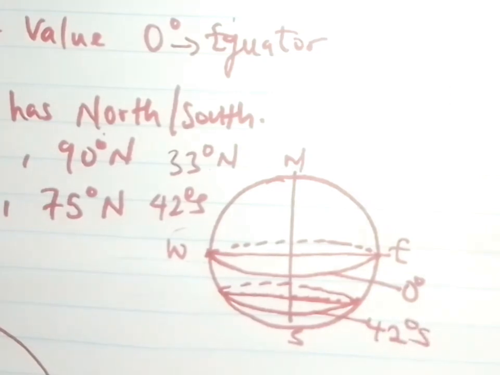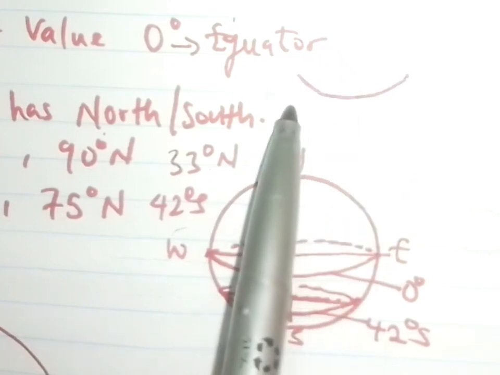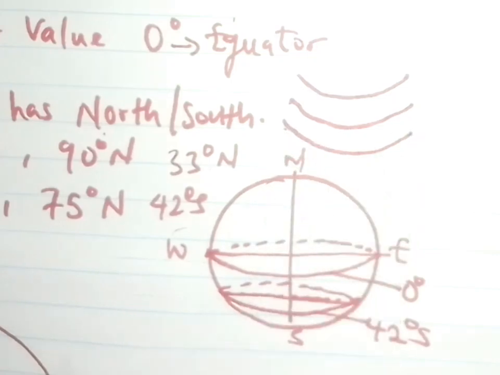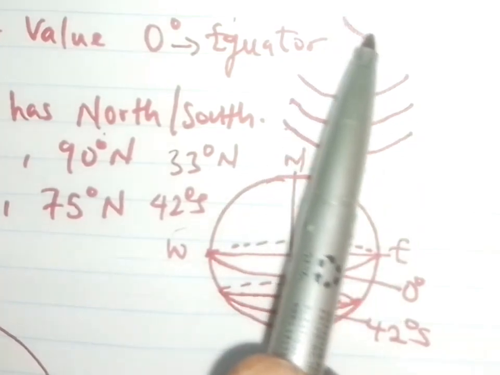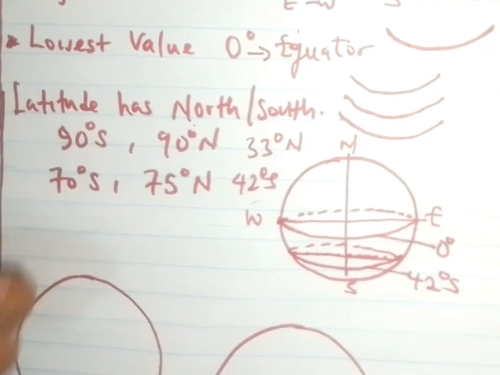So take note, all latitudes have this shape. No matter whether they're north or south, they're always like this, just like this U kind of shape. I hope you understand this particular part on latitudes. Now let me take one last example.